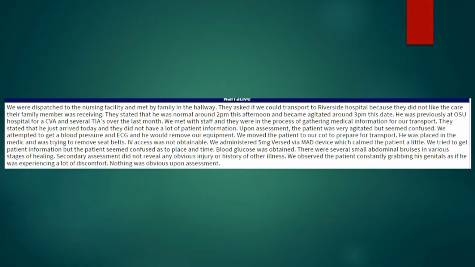We tried to do this, we're trying to provide medical care, and he is keeping us from doing that. We weren't able to get IV access, so we gave 5 milligrams of Versed, which calmed the patient. And then at that point we were able to, confused as to place and time, get a blood glucose. And they were really good at talking about several small bruises of the belly, and then observing the patient constantly grabbing his genitals as experiencing a lot of discomfort. This is all just very objective data.